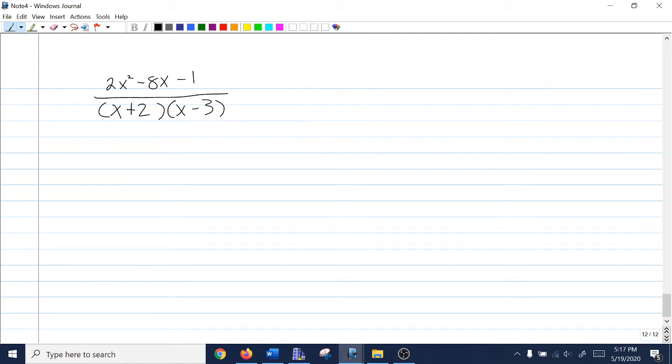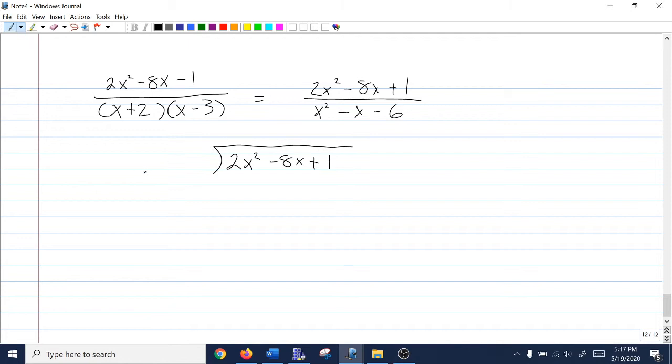Step 0: is the top smaller than the bottom? The top is quadratic, and the bottom, if I FOIL it out, is also quadratic. The top is not smaller, so we have to do long division. I get x² − x − 6. I need to divide 2x² − 8x + 1 over x² − x − 6.